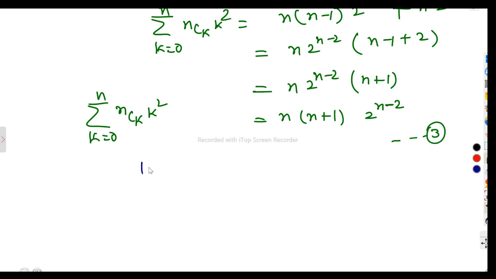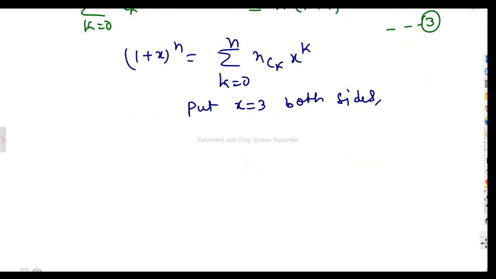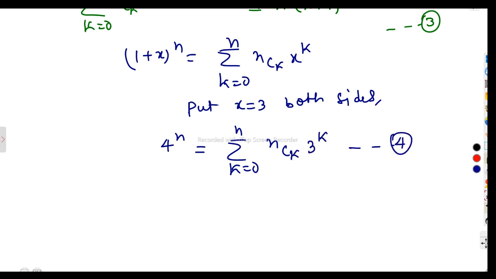Again, in the expansion (1 + x)^n = summation k equals 0 to n nCk x^k, if we put x equals 3 on both sides, we get 4^n equals summation k equals 0 to n nCk 3^k. Take this as equation number 4.